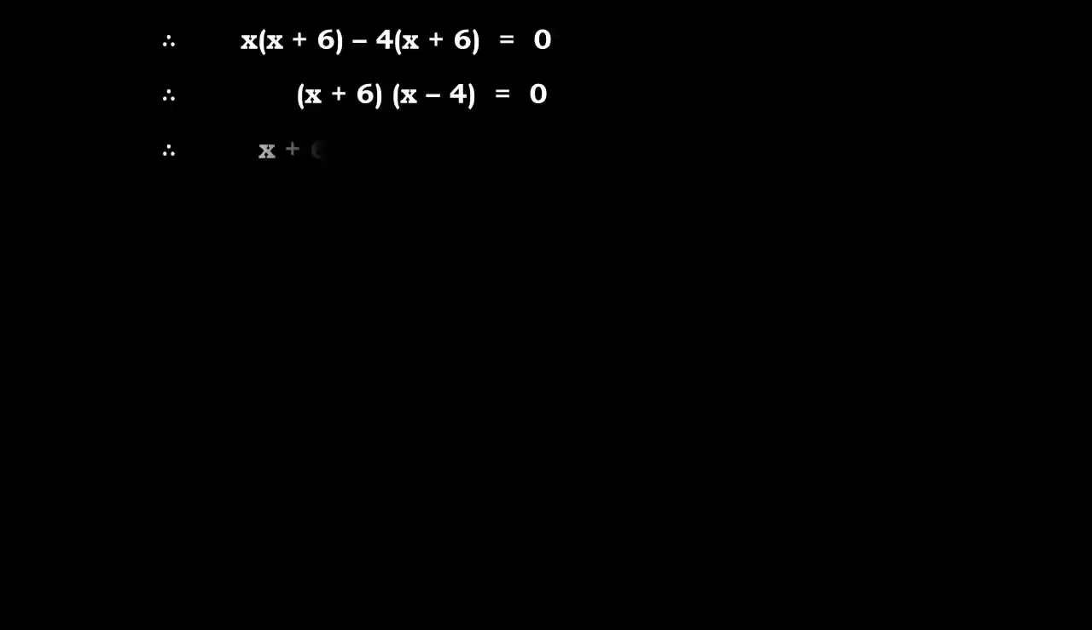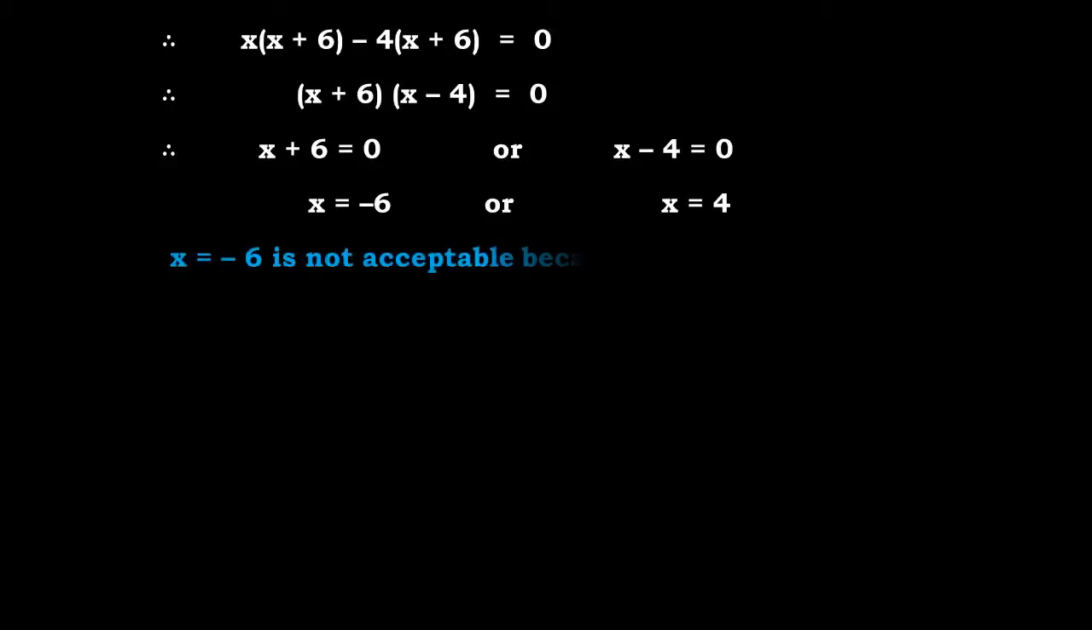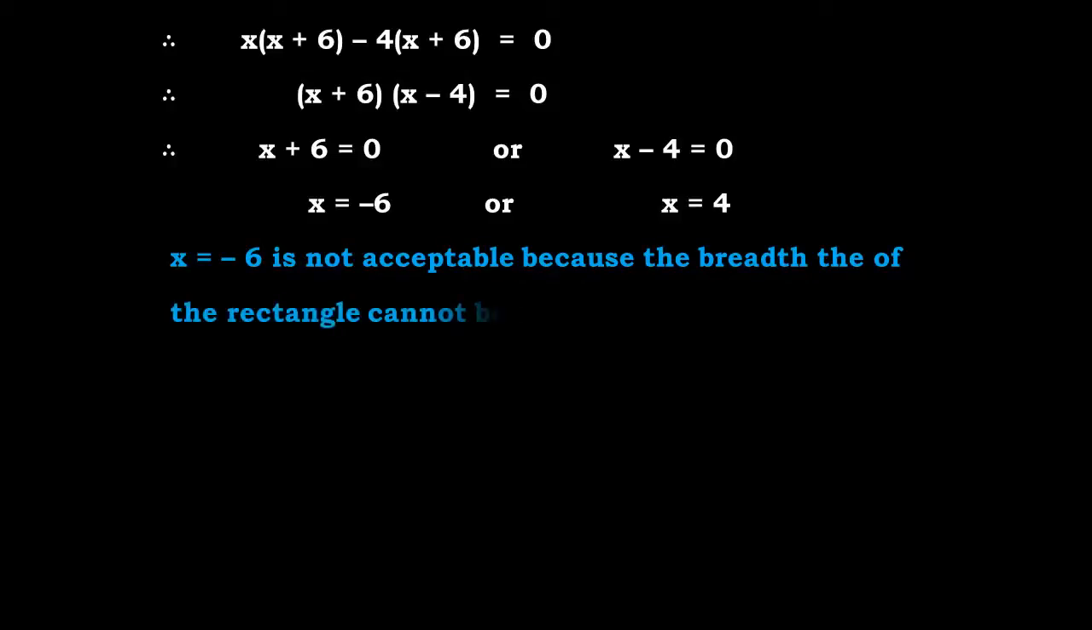Now from the first two terms we can take x common: x into bracket x plus 6. From the next two terms minus 4 is common: minus 4 into bracket x plus 6 is equal to 0. Therefore x plus 6 into x minus 4 is equal to 0. x plus 6 is equal to 0 or x minus 4 is equal to 0. Therefore x is equal to minus 6 or x is equal to 4. But x is equal to minus 6 is not acceptable because the breadth of the rectangle cannot be negative. Therefore x is equal to 4.